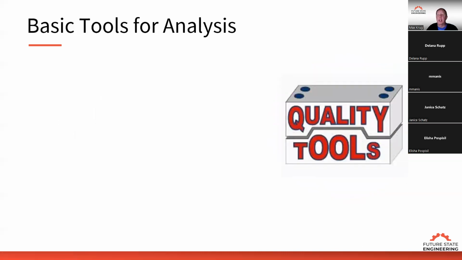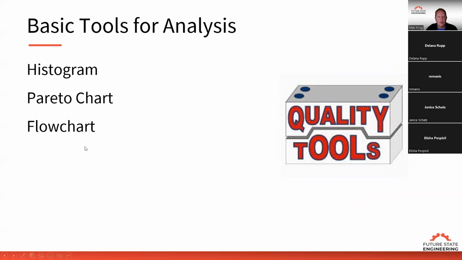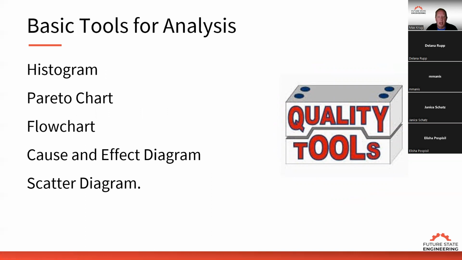The basic tools for analysis that I use in these steps are histogram, Pareto chart, flow chart, cause and effect diagram, and scatter diagram. These tools are 90% of the tools I use whenever analyzing a problem or a system, and you can gather a lot of information about the process just using these tools. Again, this is a whole other session just going through these tools and how to use them and what they're telling you. Okay, so the basic is histogram is the voice of the process. The histogram gives us information about how the process is performing.